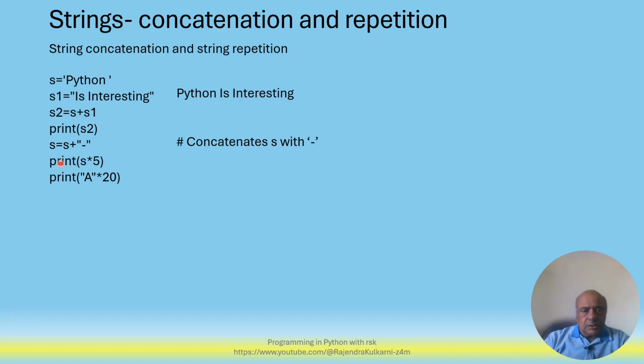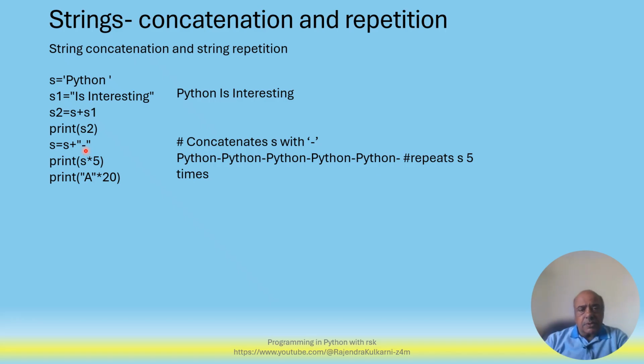When we print S multiplied by 5, it means we want the contents of S to be displayed 5 times. So what we get is Python_Python_Python_Python_Python_. It repeats Python and the underscore, which is now a part of S, 5 times.